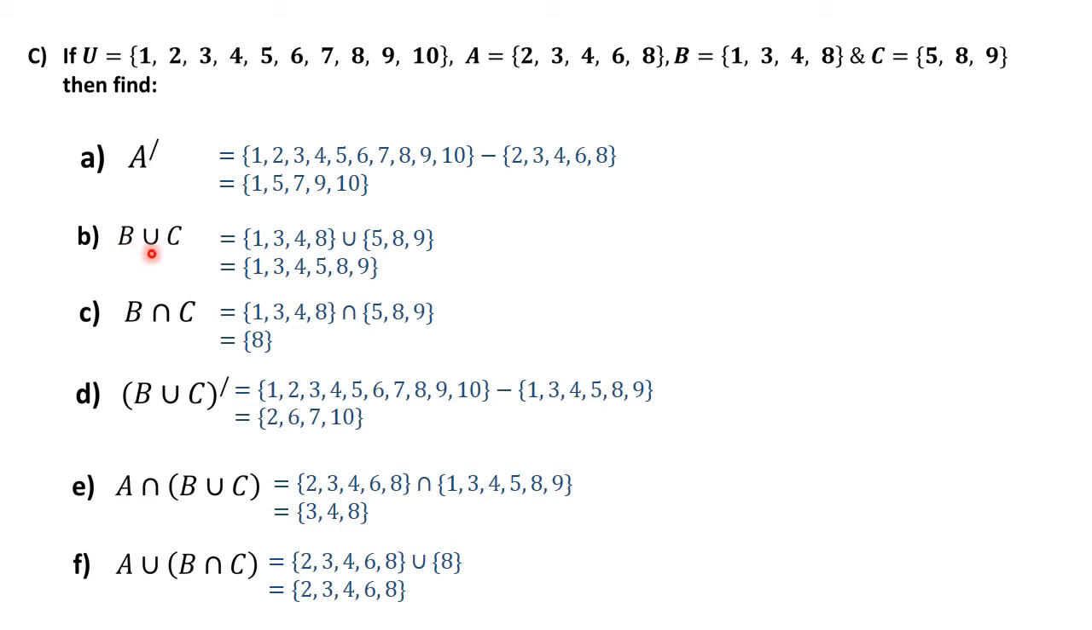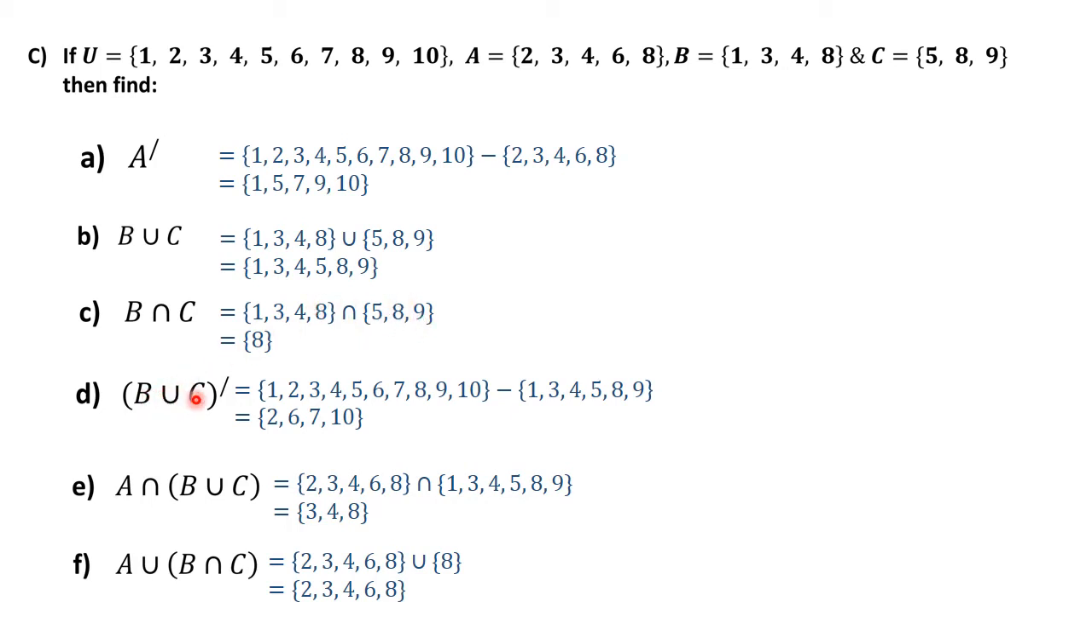Part B. B union C means join B and C. So 1, 3, 4, 5, 8, 9. Do not repeat the elements. Part C. B intersection C means the common elements between B and C. 1, 3, 4, 8, 5, 8, 9. The common element is 8.